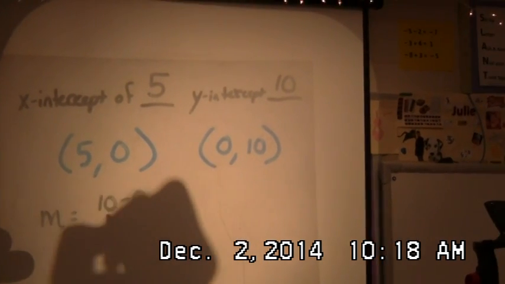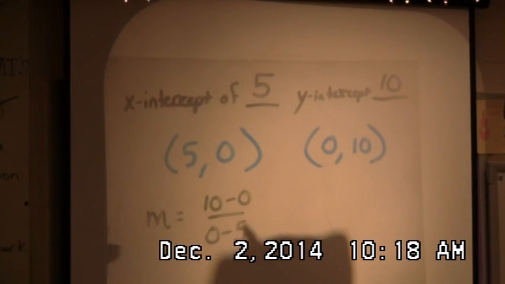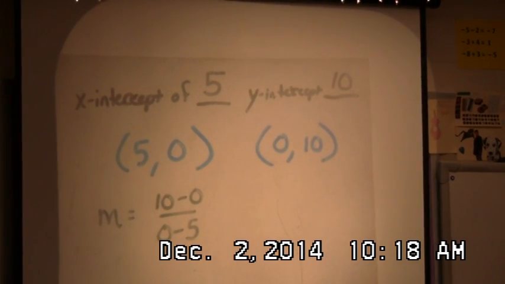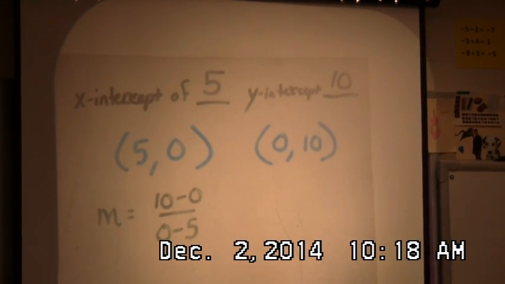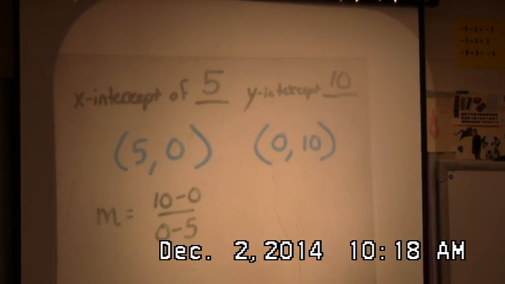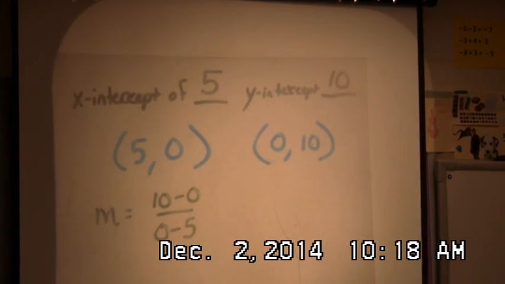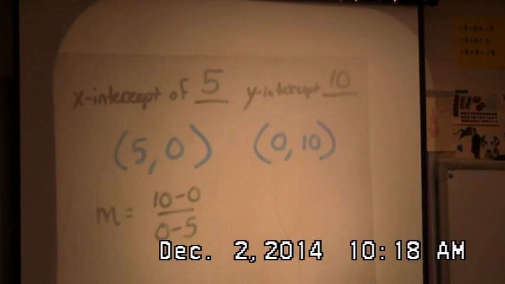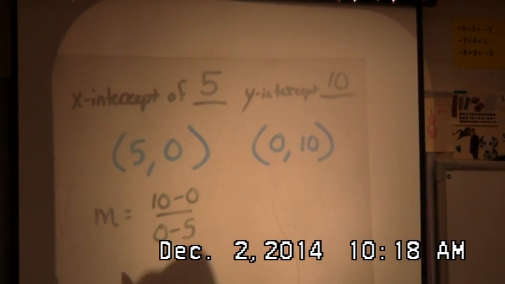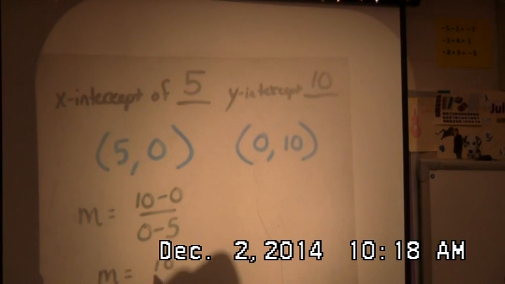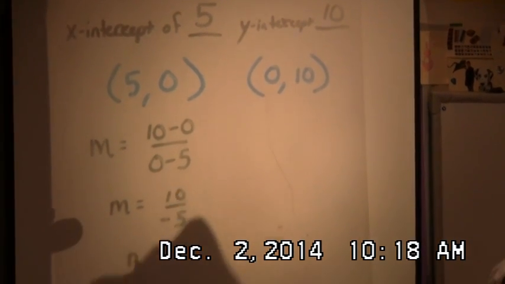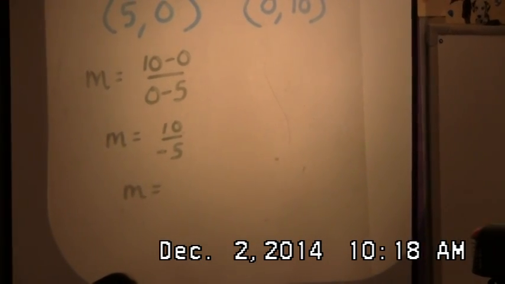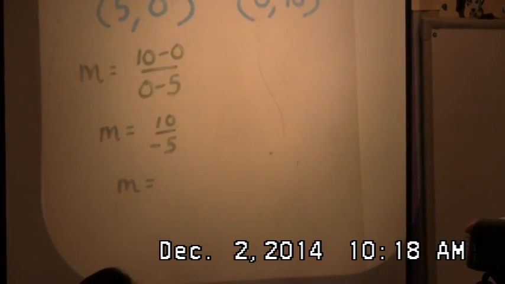Okay, 10 minus 0 goes on the top, 0 minus 5 goes on the bottom. Now you gotta be super careful with your negative signs, because this is where students make mistakes. They see the 0 and they just skip it and say it's 10 over 5. It's not 10 over 5. What is it? Exactly. 10 over negative 5. So this slope simplifies to? Negative 2. Beautiful.